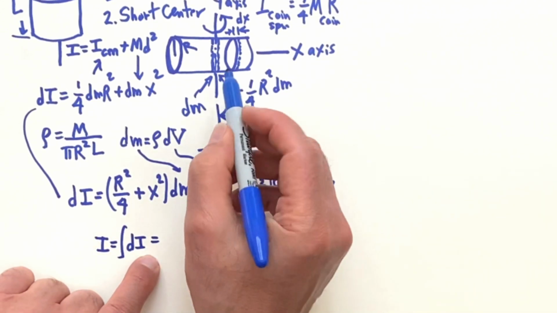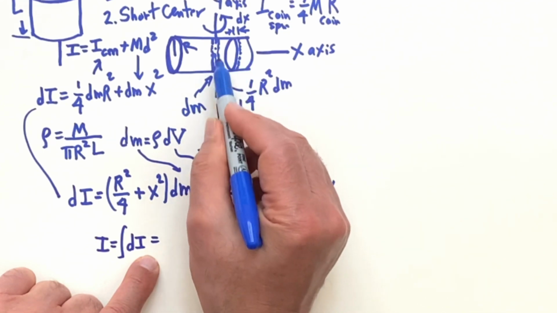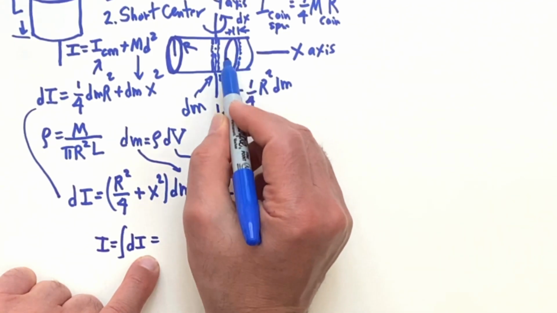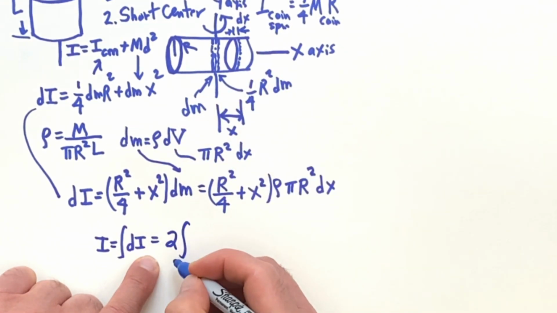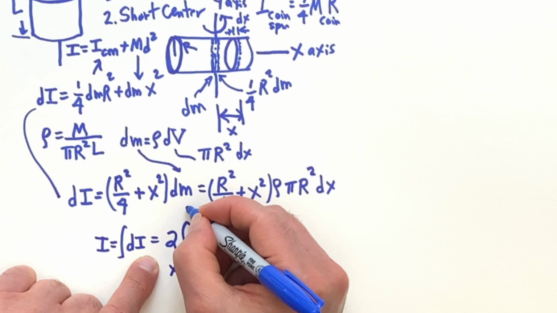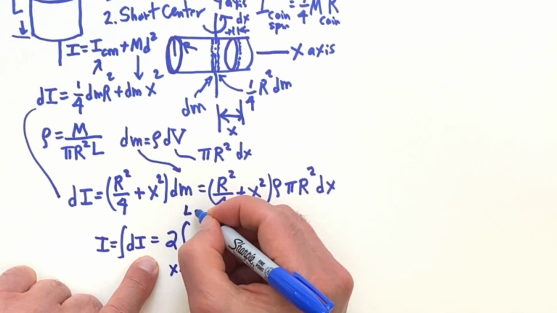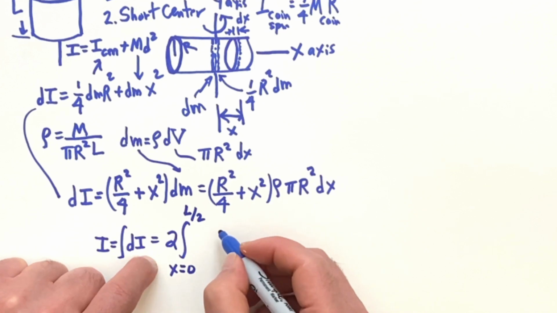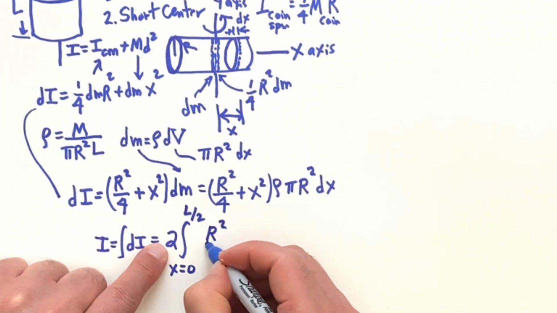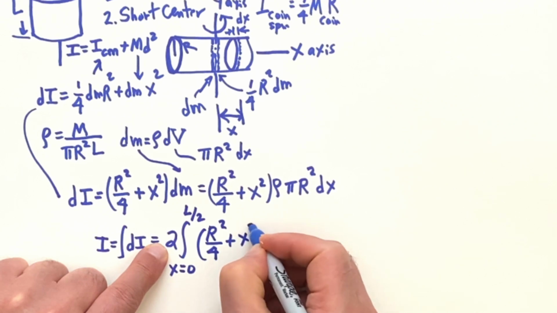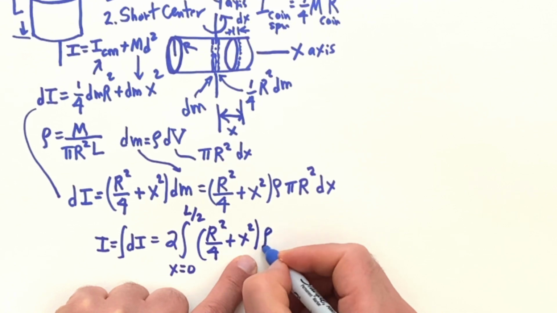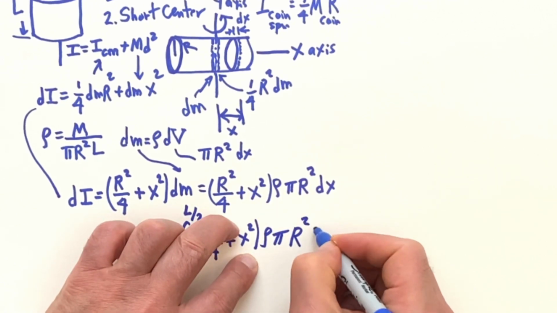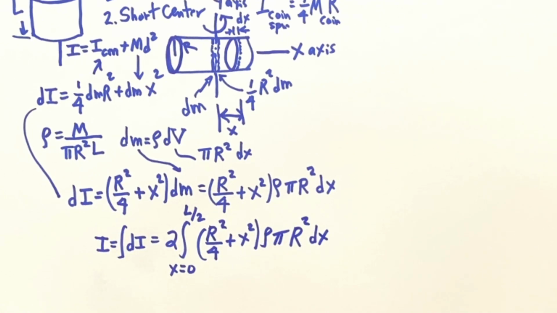And here what I'm going to do is, when I integrate this, I notice that the symmetry is that the moment of inertia for the right side will be the same as the left side. So I'm just going to double and go here from x equal to 0 to x equal to L over 2. And then we're going to have R squared over 4 plus x squared, and then the rho pi R squared dx. All right, doesn't look so bad now.